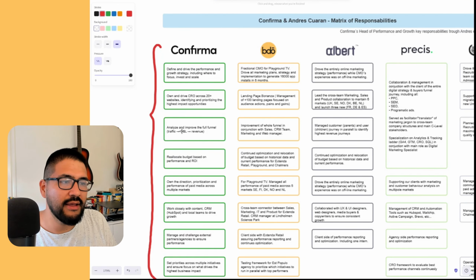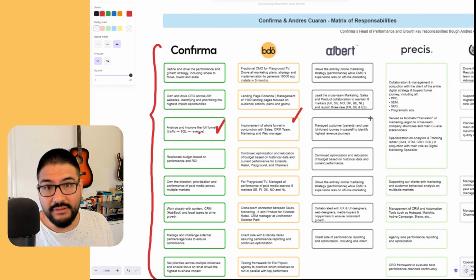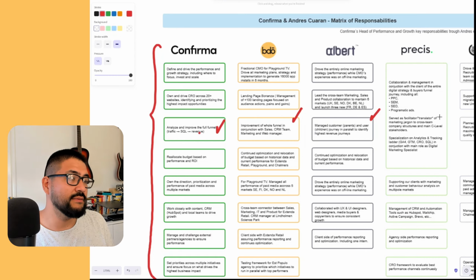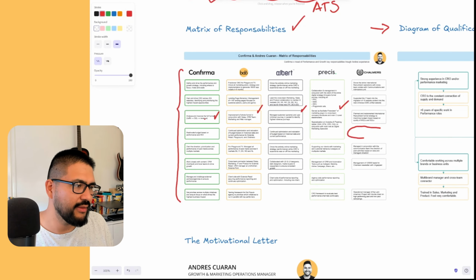For example, here, analyze and improve full funnel traffic, sales, and revenue. Maybe you have done something similar in one company. Maybe you have done something the same in another company. Maybe you have done something general in another company. So this is what you literally showcase. I have done the stuff. I know I have the experience of it. And if you don't, this is why I also keep some things white.